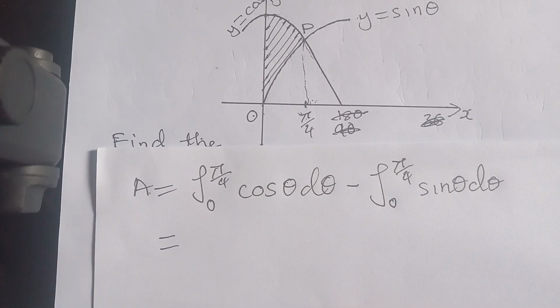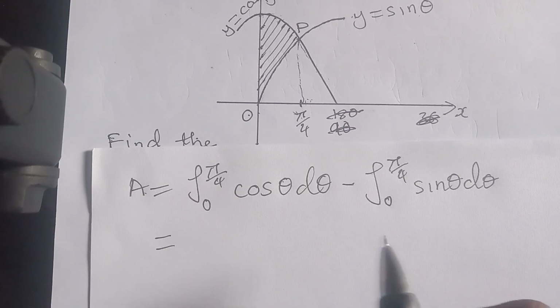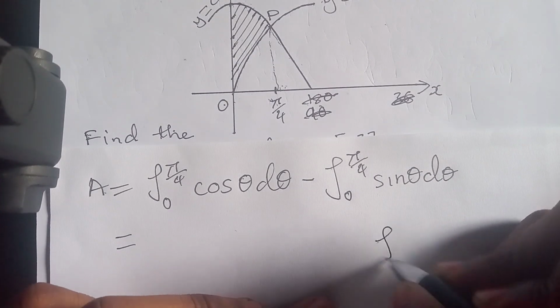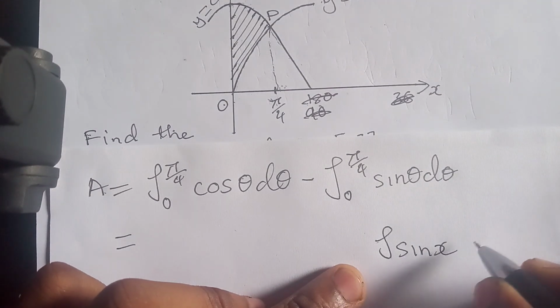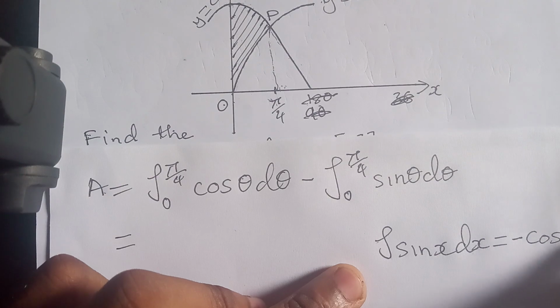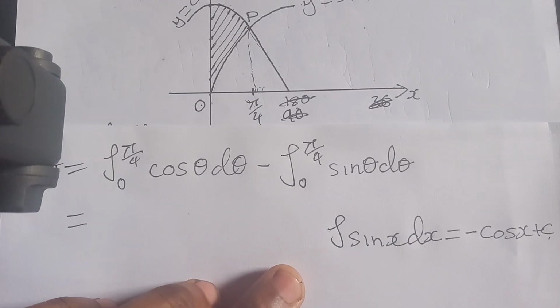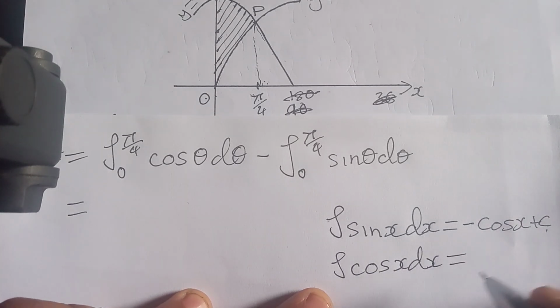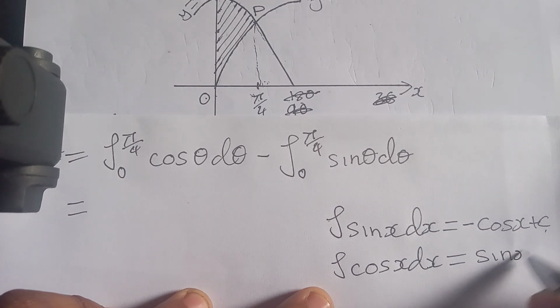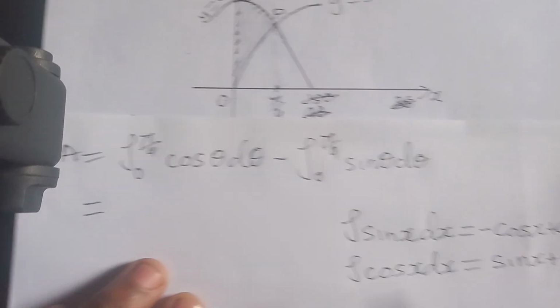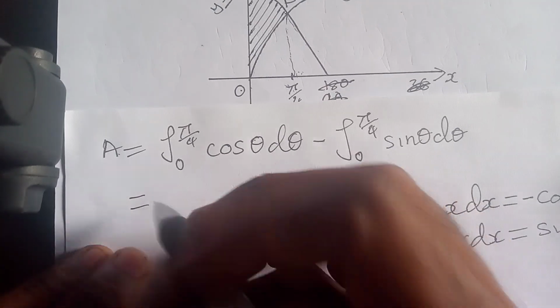So now this is where you have to know how to integrate trigonometric ratios. The integral of sine x with respect to x is negative cos x plus c. Do not forget this c. And then the integral of cos x dx will be sine x plus c. So now using this, we can evaluate these two.